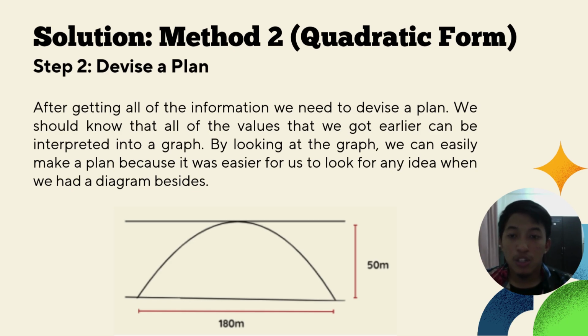Step number 2, devise a plan. So as usual, we draw a very useful diagram to retrieve very useful information that we can use to devise the actual plan. After getting all the information we need to devise a plan, we should know that all the values that we got earlier can be interpreted into a graph. By looking at the graph, we can easily make a plan because it is easier for us to look for any idea when we have a diagram besides.